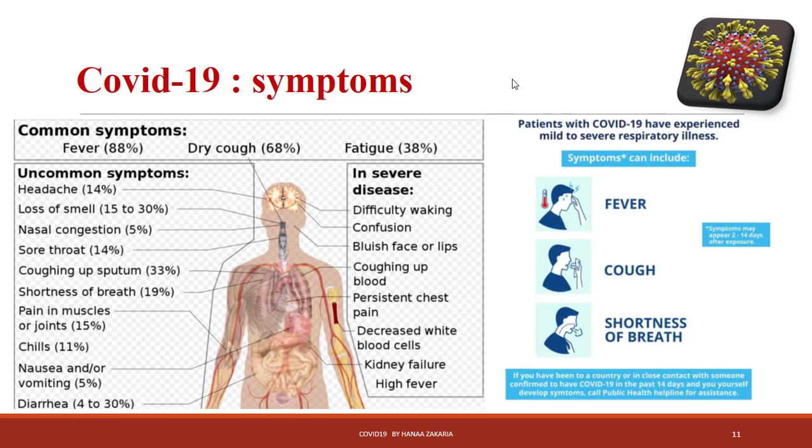The signs and symptoms of coronavirus. There are common symptoms such as fever, cough, and shortness of breath. Also, there are uncommon symptoms, for example, diarrhea, vomiting, nausea, sore throat, and others. And there is severe disease. In severe disease, there are difficulty waking, confusion, high fever, and also the symptoms may appear 14 days after exposure.